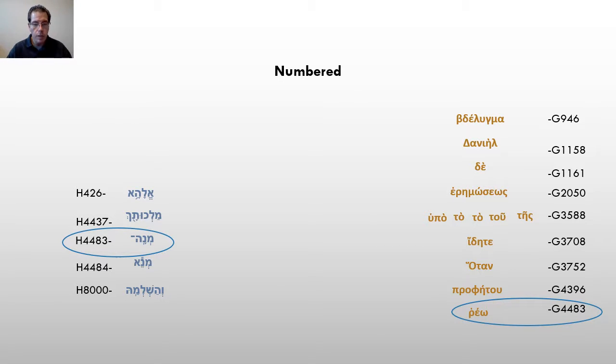We see again that some words share numbers. H4483 has the same number, 4483, as G4483. These words are just alphabetized, basically a stack of alphabetized and numbered words. So of course there will be quite a few that share the same number because there's going to be a first Greek word, a first Hebrew word, a fifth Greek word, a fifth Hebrew word.